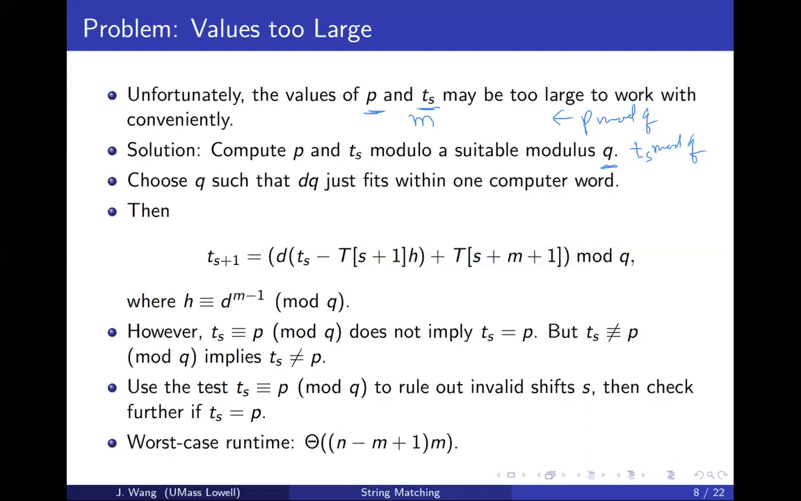So then what happens here is that we want to choose q such that d times q just fits in one computer word. Okay, so d is the number of symbols in the alphabet. For instance, using decimal, the alphabet has 10 symbols, so d is 10, so 10 times q fits in one computer word. So now remember, a 64-bit word can hold numbers in values up to 2 to the 64 power. This is binary, right?